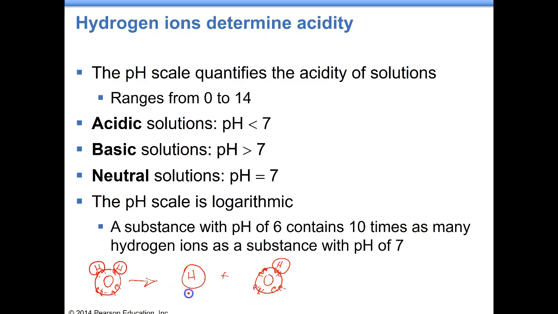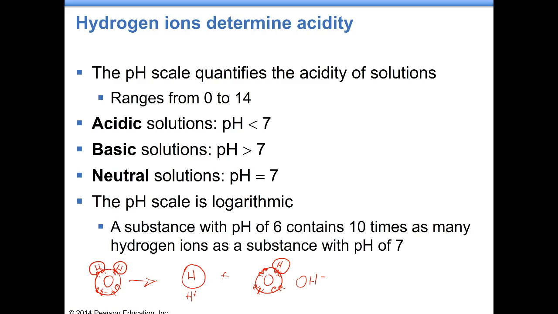So since that loses an electron, it becomes a hydrogen ion. And since this gains the electron, this becomes a hydroxide ion. And it is the number of these hydrogen ions and hydroxide ions that determine the pH of a solution. So when we think about the pH scale, it ranges from 0 to 14, and it tells us how many hydrogen ions we have or how many hydroxide ions we have.